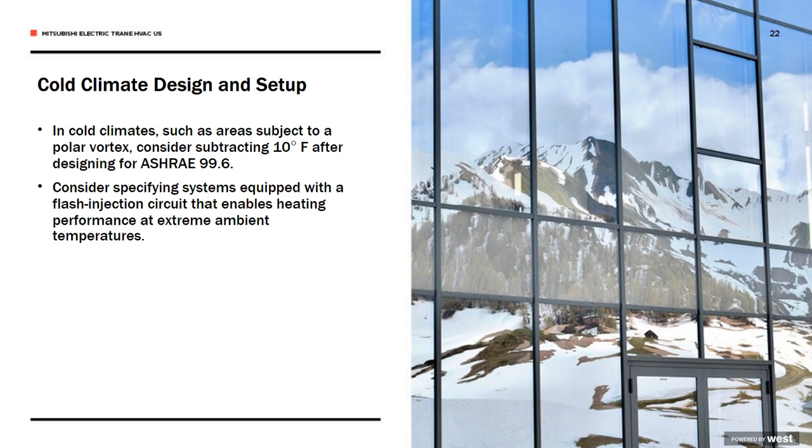Cold climate designs and setups. A lot of people will use ASHRAE 99.6 when they're putting together their designs. Because of the polar vortexes and the wild swings that we're seeing in temperatures these days, we would recommend that you subtract about 10 degrees from those ASHRAE designs. For example, in Columbus, Ohio, ASHRAE says to design to 0. Well, we would recommend that you design for -10. Of course, local codes prevail.